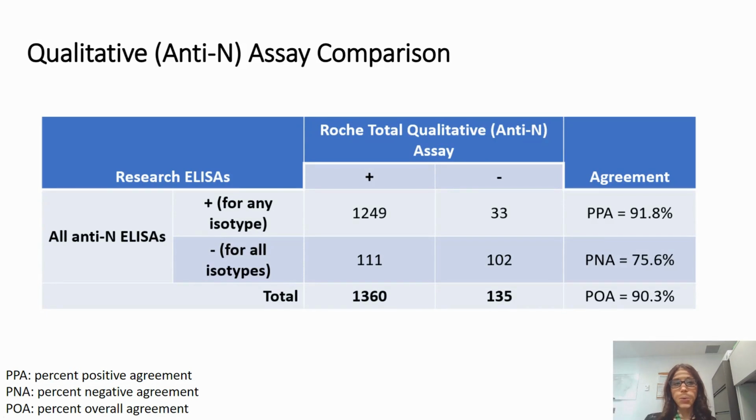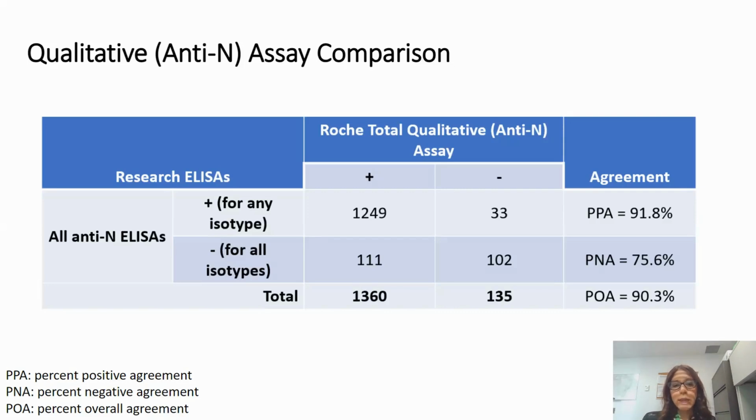And in the 4-way table, we have 1,249 samples that were positive on both assays and 102 that were negative on both. We did, however, have 33 samples that were negative on Roche and positive on the ELISA, and 111 positive on Roche and negative on the ELISA.